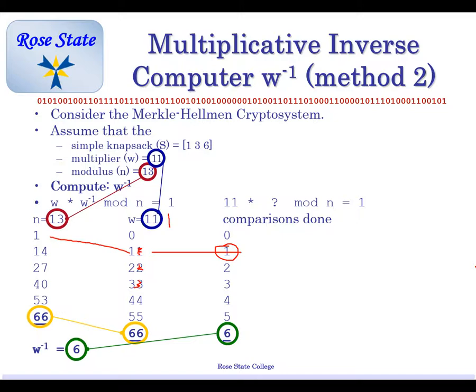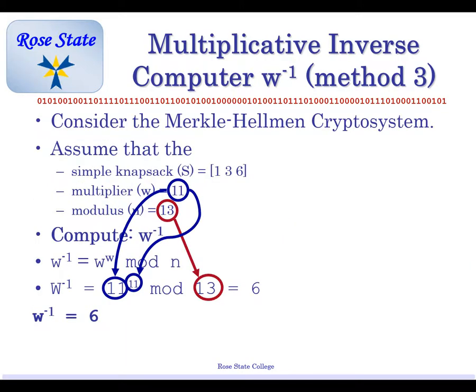Okay, let's continue. Method 3. I like these nice colorful slides. Aren't they pretty? They show where everything comes from. So again, we have n, and now this is exactly where you're going to see it, by the way, on the test. This is the w to the w way of doing it.